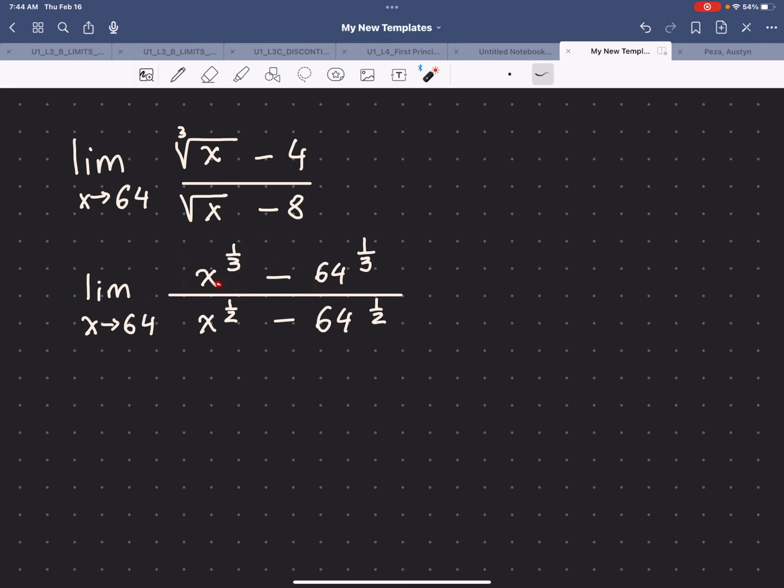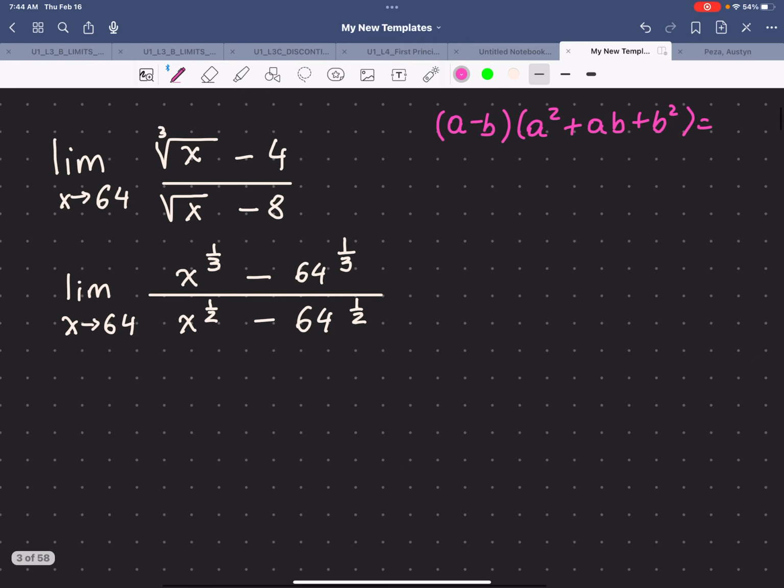So in order to have x minus 64, or this term to the power 3 minus this term to the power 3, we'll have to multiply by the other factor that will bring the difference of cubes here. Remember, the difference of cubes formula suggests that a minus b multiplied by a squared plus ab plus b squared would equal a cubed minus b cubed.